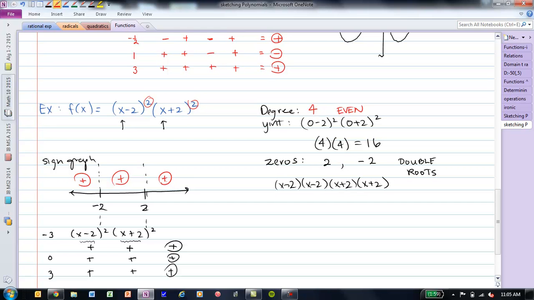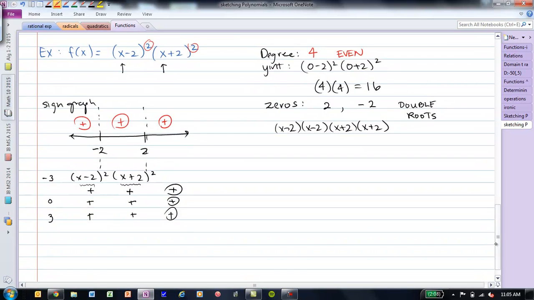So what this tells us is that our graph never crosses the x-axis. But we know that it has to touch the x-axis at negative 2 and 2. So when we sketch this, one of the things that we're going to find out is the shape of a double root. So we've got negative 1, negative 2, 1, 2. We know that we're going to touch at negative 2, we know we're going to touch at positive 2, and we also know that it goes through 16. Notice this is not to scale, but I'm going to label it as 16.